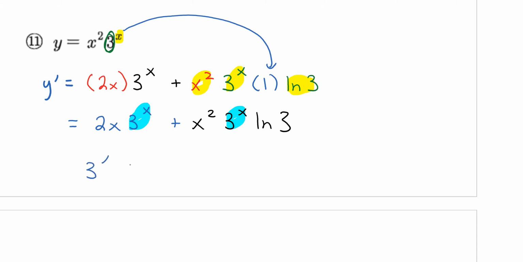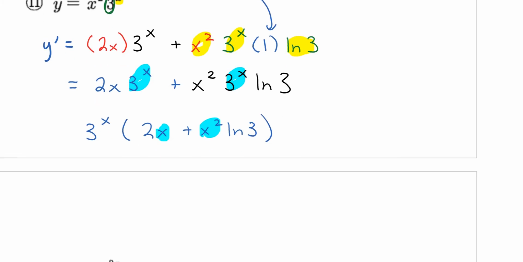So if I factor out the 3 to the power of x, I'll be left with 2x plus x squared times ln 3. And then you'll notice that I still can factor out an x here, and from those x's here, I can factor out one more x. So 3 to the power of x on the outside, I'll put the single x out there, and now I'm left with just 2 plus x ln 3. So a few steps there to get to the final answer, but that right there would be the most simplified answer for that particular problem.